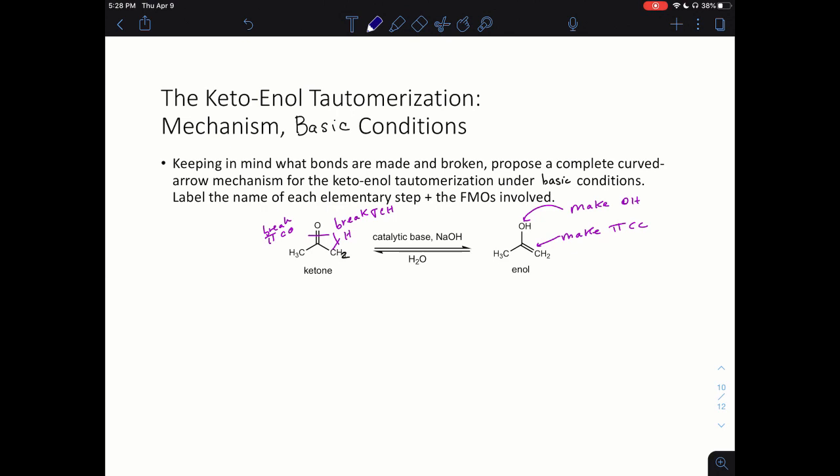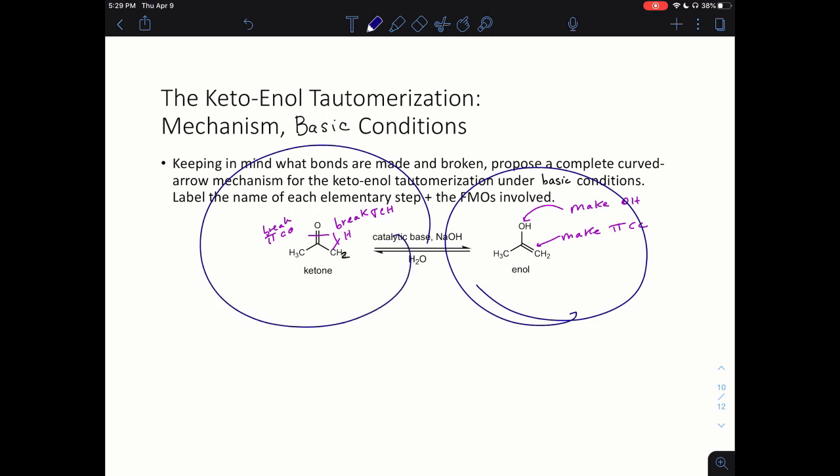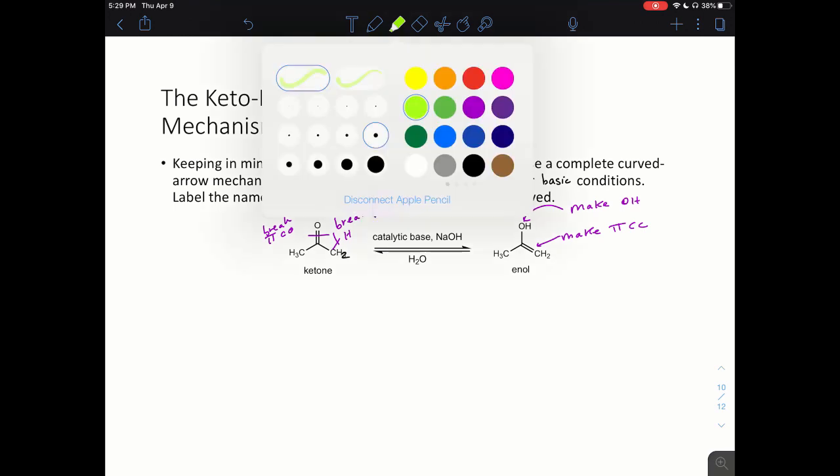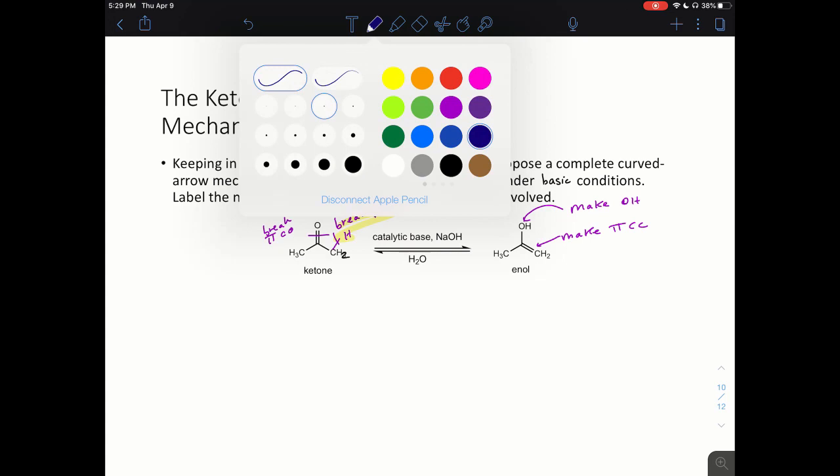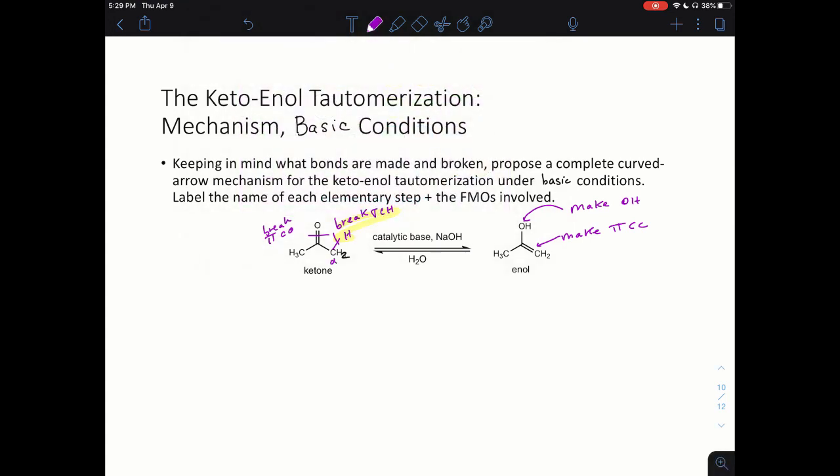The Keto-Enol Tautomerization can also happen under basic conditions. Now we will propose a curved arrow mechanism that explains the formation of the enol from the ketone under these conditions. There's a few key things that must happen. We must break the sigma CH between this alpha carbon, the one that's adjacent to the carbonyl carbon, and we must make the OH bond. We must make a pi CC, and we will break a pi CO.